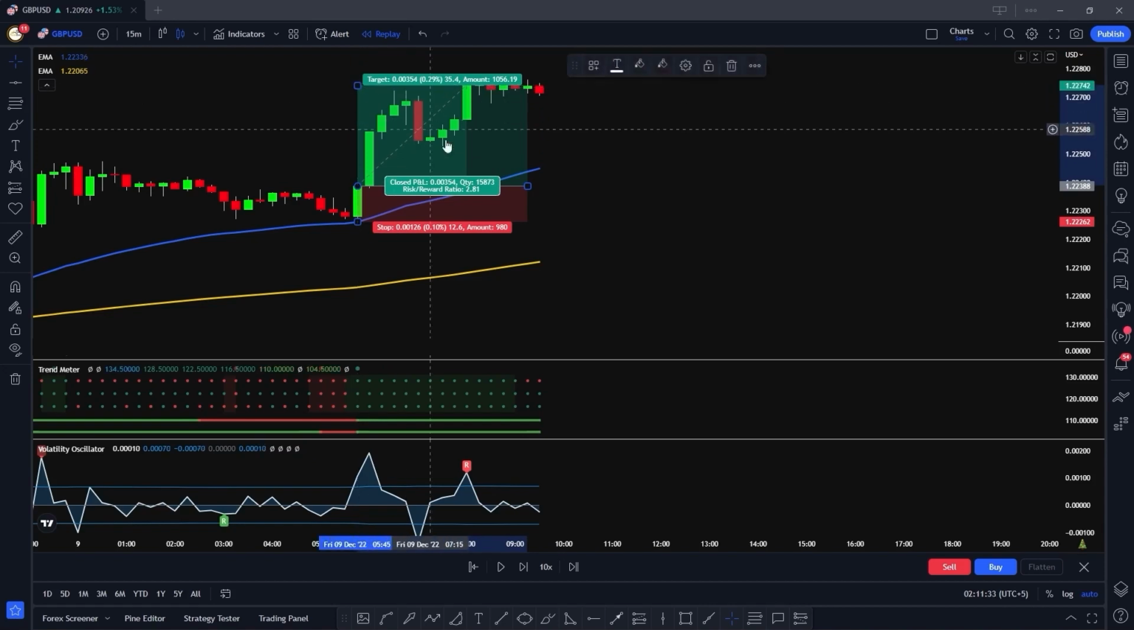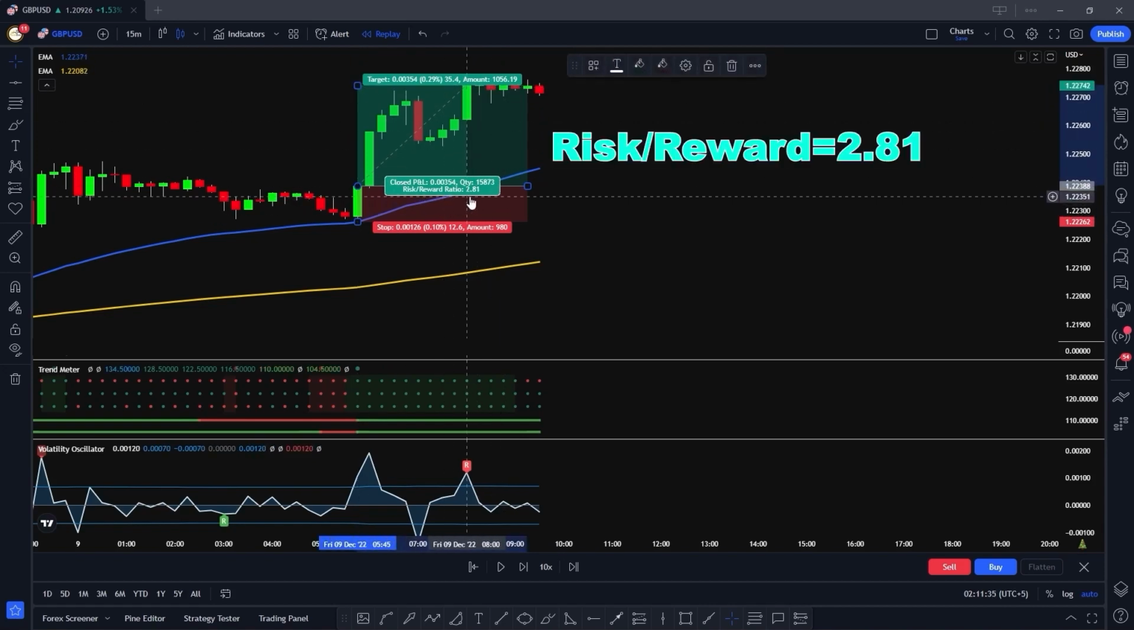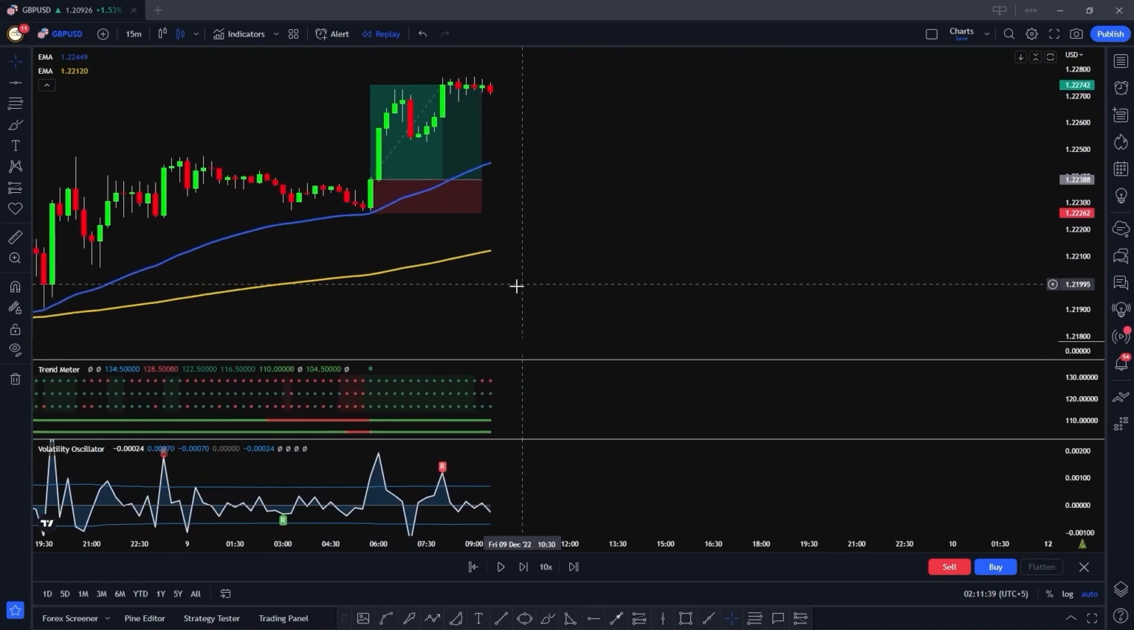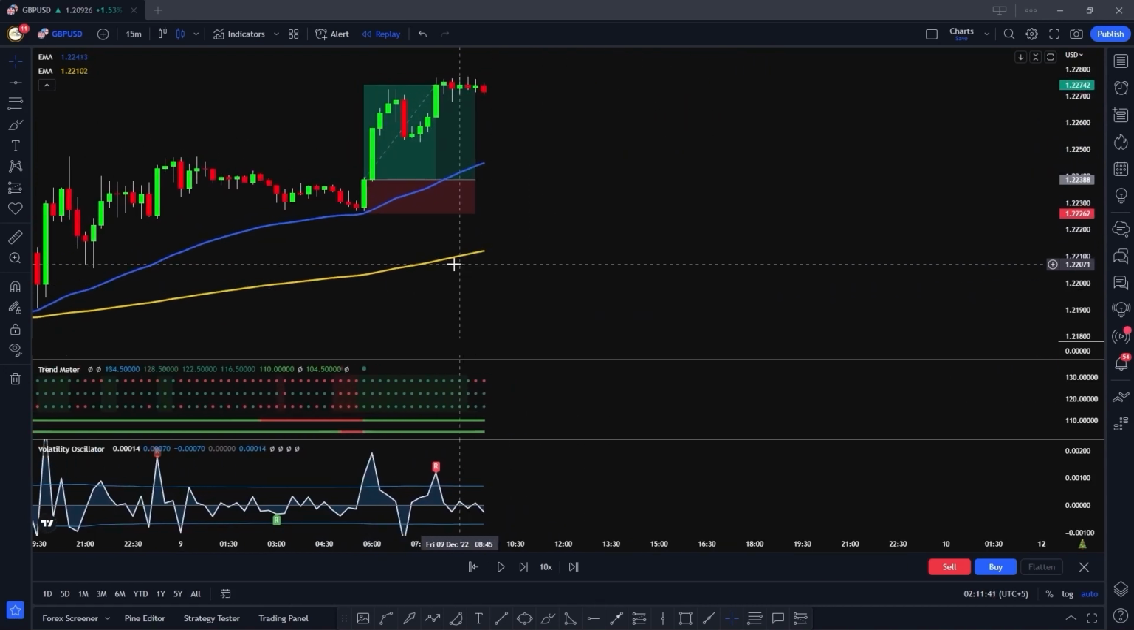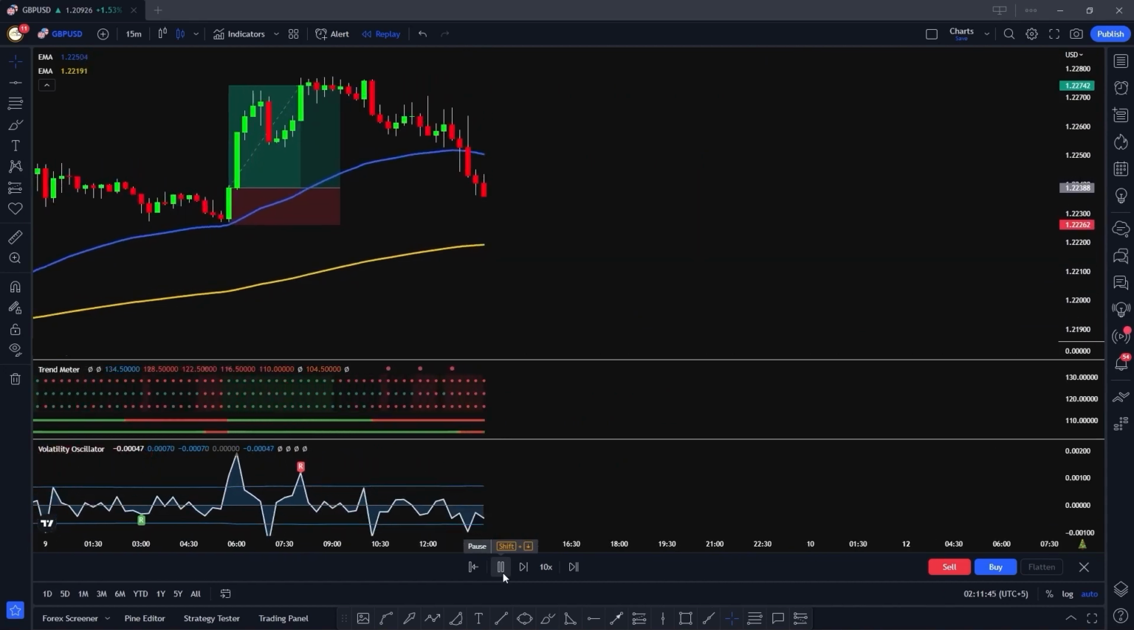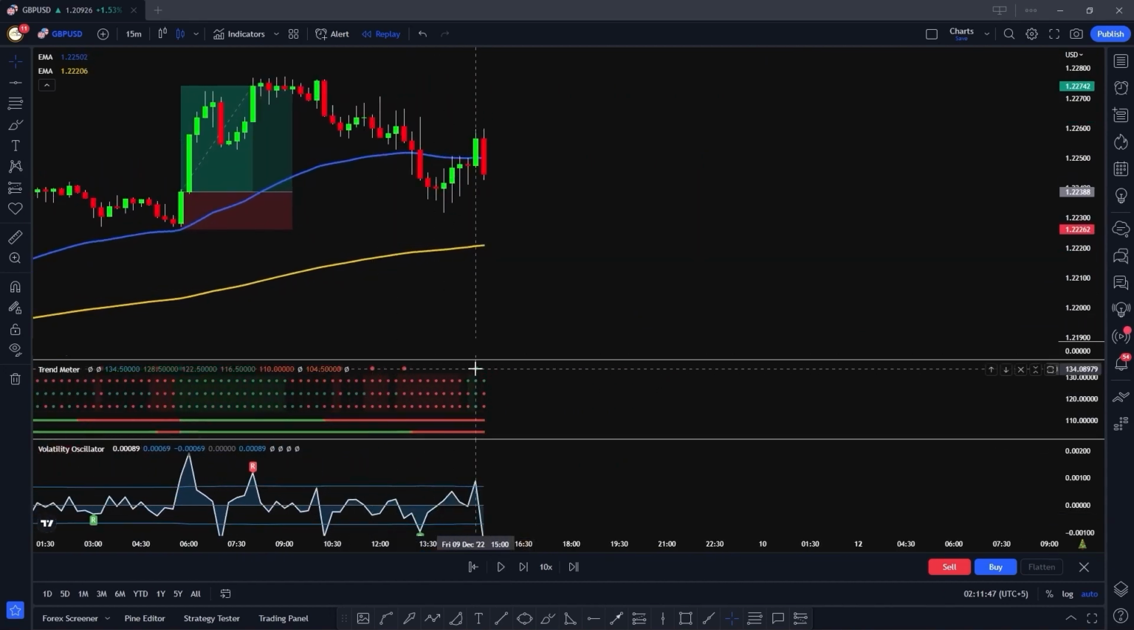As you can see, this trade went for a 2.81 risk to reward ratio, which is a very good trade. Now let's go ahead and look for any other trades that we can take. As you can see here, there is also the formation of these 4 dots, but these 2 lines are not green, so we will not take this trade.